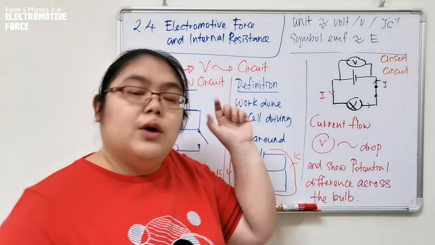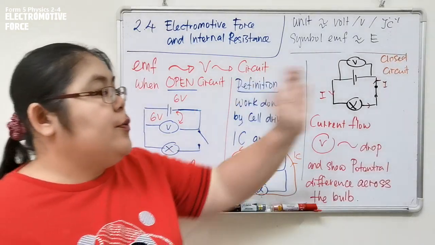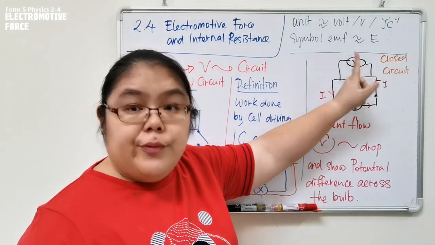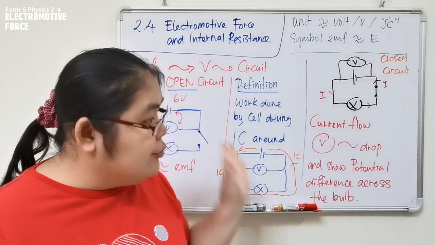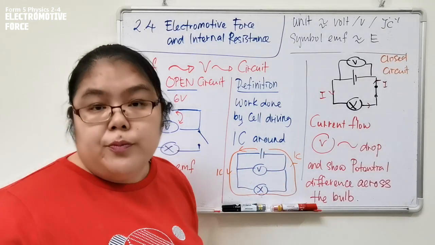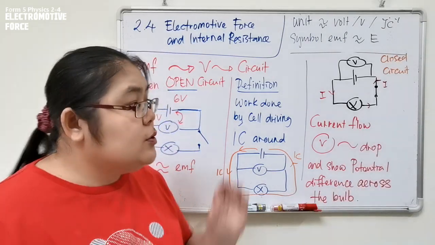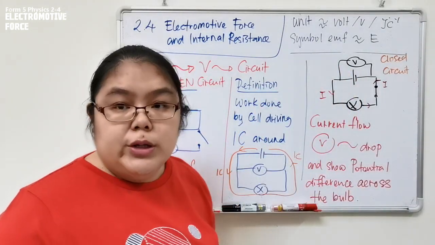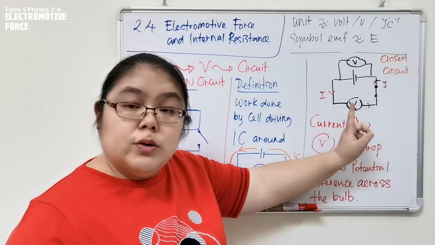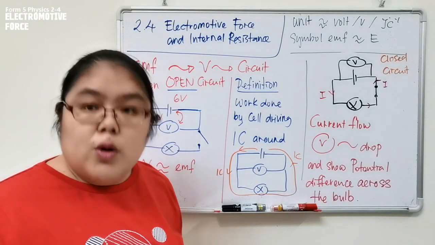But now closed circuit. When closed circuit, actually we cannot read the EMF already, because EMF is just for open circuit. When closed circuit, it means the current can flow. When the current flows, the voltmeter reading will drop. Current flows, voltmeter reading drops. Then what is the meaning of this voltmeter reading? It shows the potential difference across the bulb. So when I just close the circuit, the voltmeter reading now is this resistor voltage. So that one is a closed circuit. We can call it the normal potential difference when I just close the circuit.